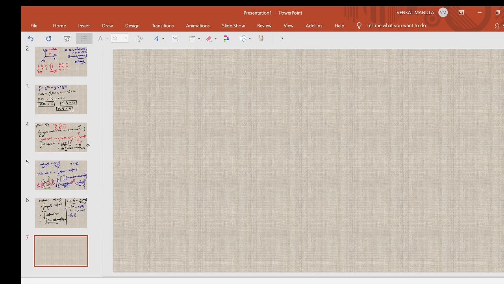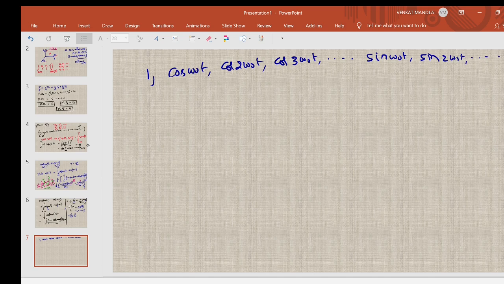Now I have an orthogonal signal space, which is 1, cos omega naught t, cos 2 omega naught t, cos 3 omega naught t, and so on, sin omega naught t, sin 2 omega naught t, and so on.